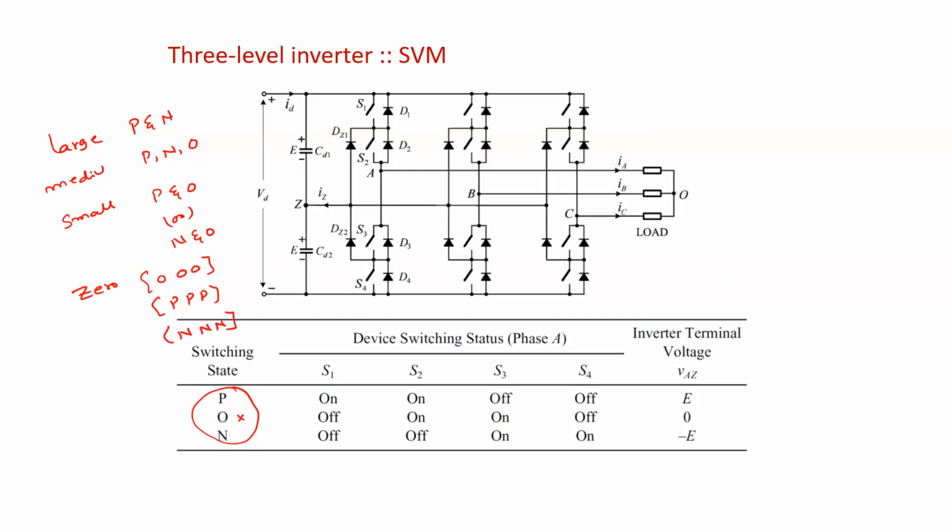Understood? So the large vector contains no 0, the medium vector contains all three, P, 0 and N, and for small vectors there are 2 possibilities. The P type small vector consists of P and 0, and the N type small vector consists of N and 0. Understood?